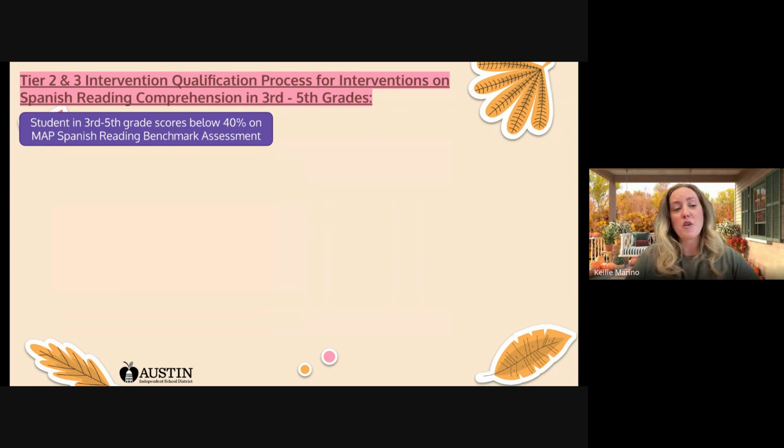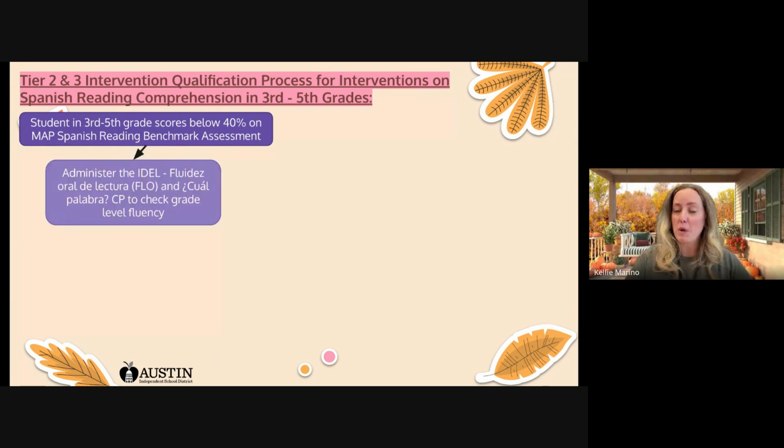So if I have a student in 3rd through 5th grade who scores below 40% on the MAP Spanish reading benchmark assessment, I'm going to meet with my child study team. If they say, yes, let's go investigate this further, I'm going to administer the IDEL, which is the Fluidez Oral de Lectura, or the FLO, and the Qual Palabra, which is a CP, to check grade level fluency. And these 2 assessments are directly aligned with the ORF and the MAZE from DIBELS.